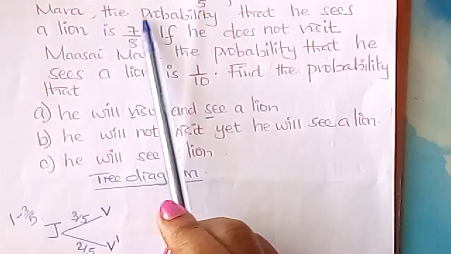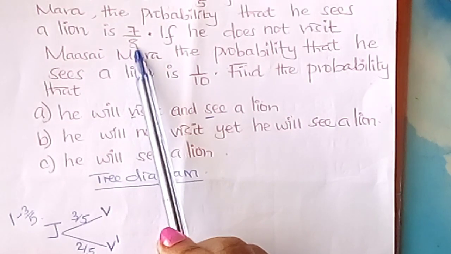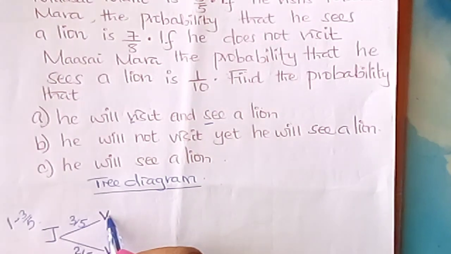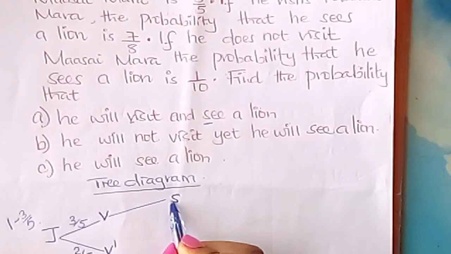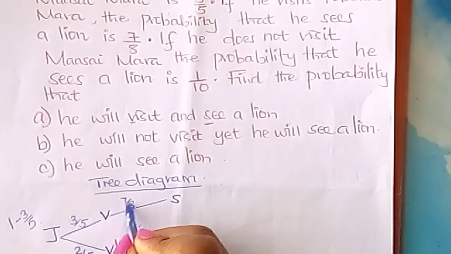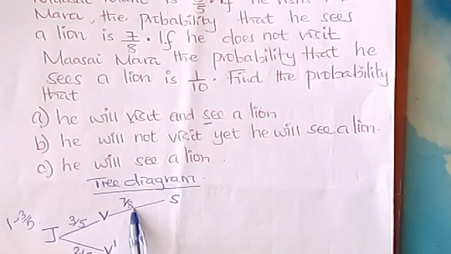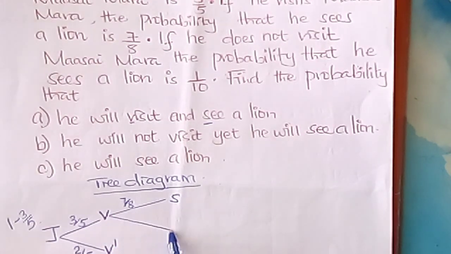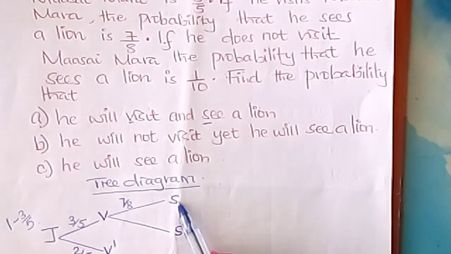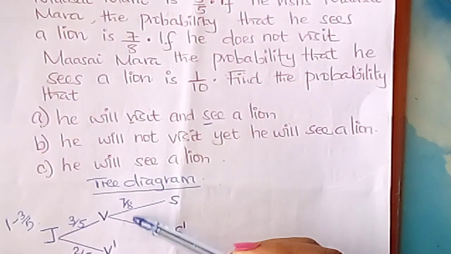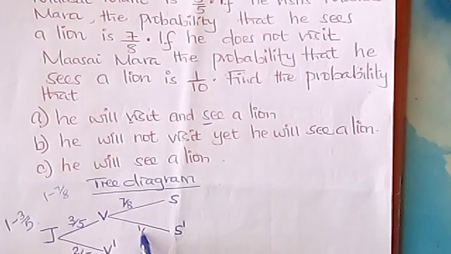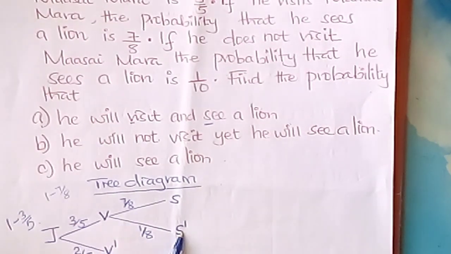If he visits Masai Mara, the probability that he sees a lion is 7/8. If he visits, you go to the V. Let us abbreviate seeing a lion with S. If he visits Masai Mara, the probability that he sees a lion is 7/8. What is the probability that he does not see a lion? Not seeing, we put S with a prime. Again, these two add up to 1. So you say 1 minus 7/8 gives you 1/8. Good. That is the probability of not seeing a lion.